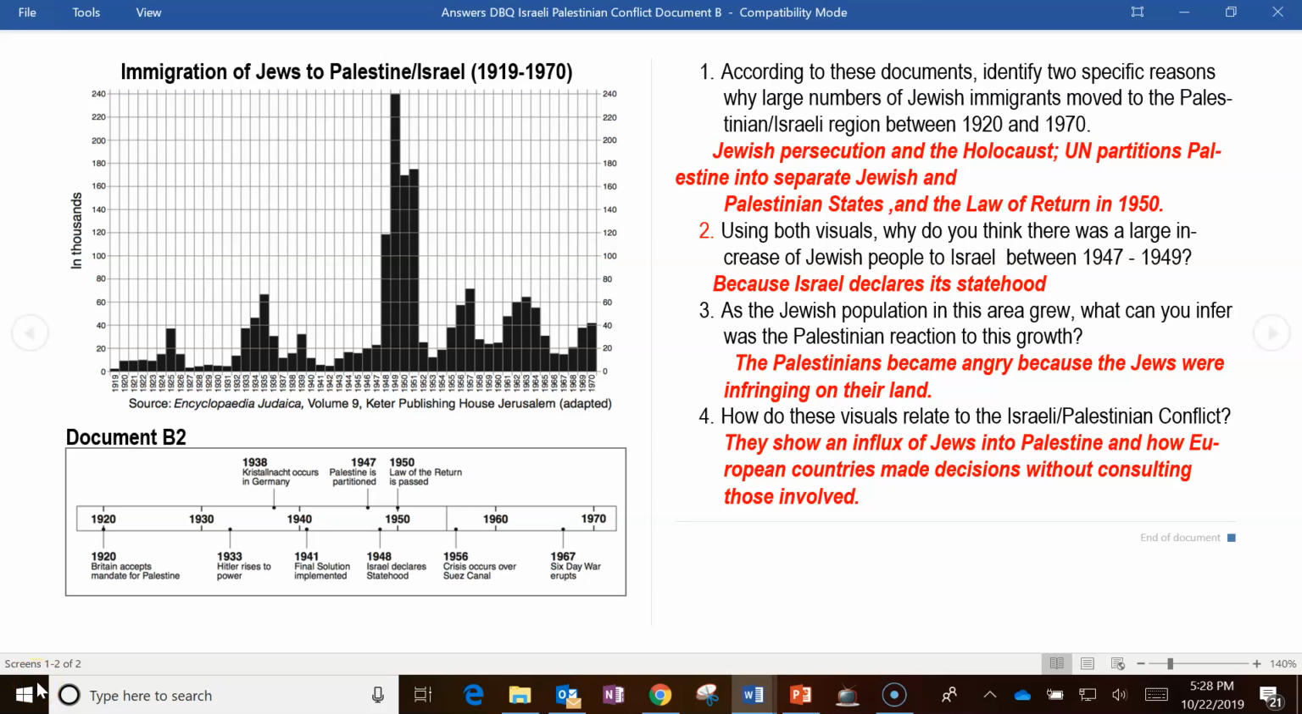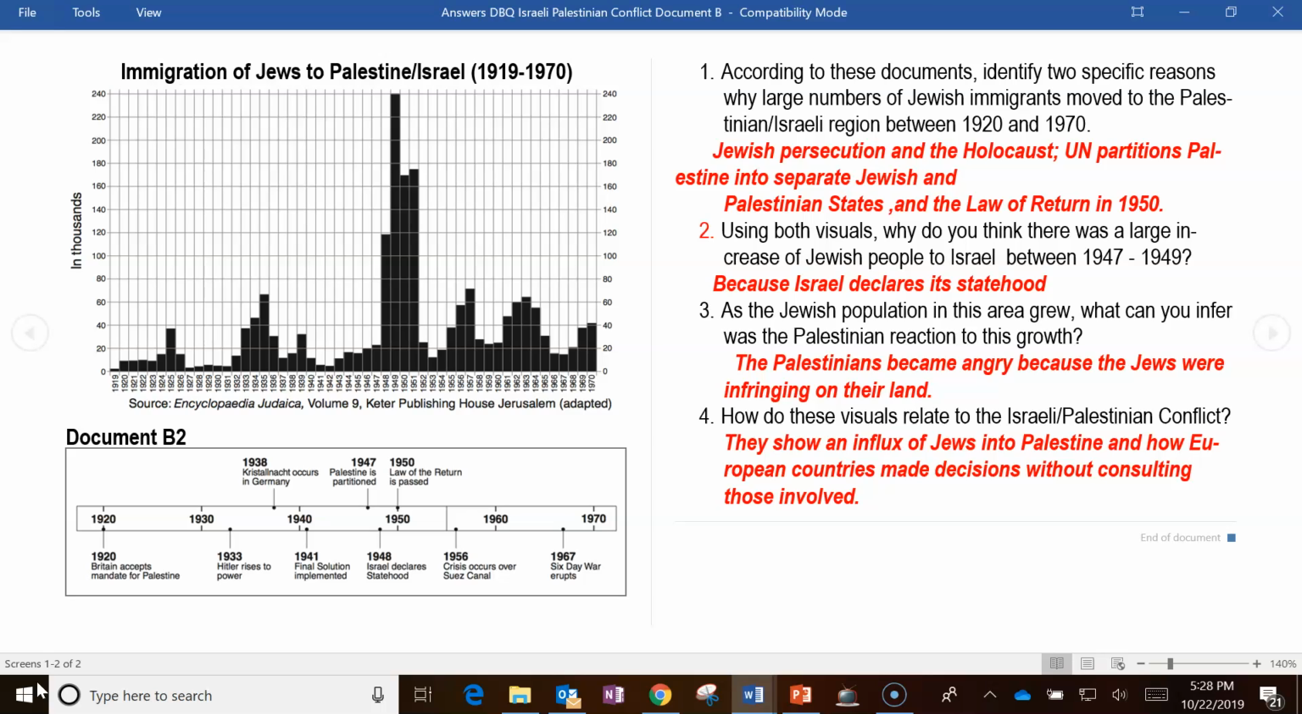All right, today in class we went over our DBQ. Again, we're still working on that, and we went over document B. Document B is broken off into two sections. We have document B1 and document B2. Document B1 is the chart at the top, and document B2 is the timeline at the bottom.